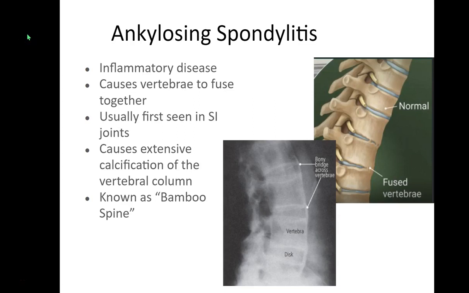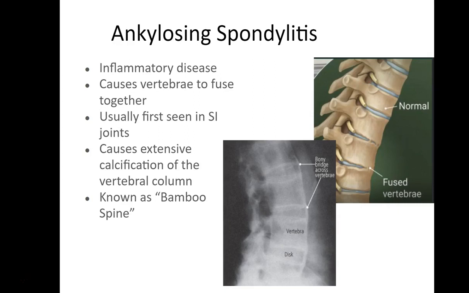Ankylosing spondylitis is an inflammatory disease that can cause the vertebrae to fuse together. And what happens is new bone forms as the body tries to heal itself from this inflammatory disease. And you can see what happens here is this fusion in these anterior vertebrae. The fusing, of course, makes the spine less flexible.